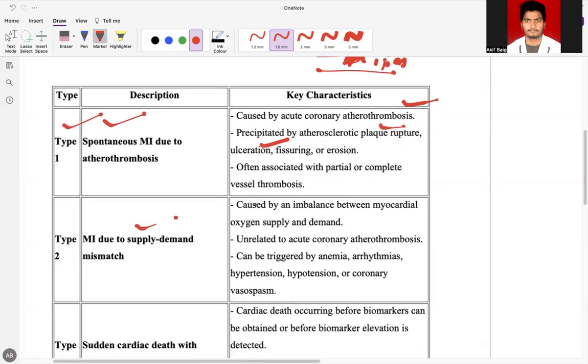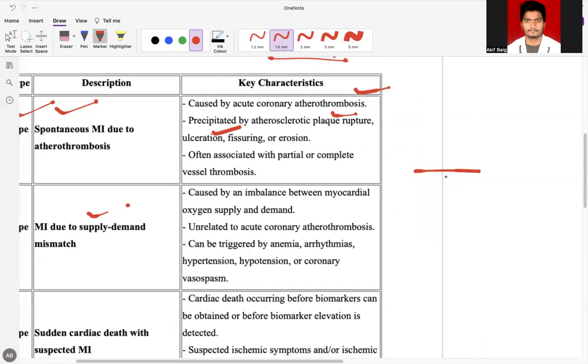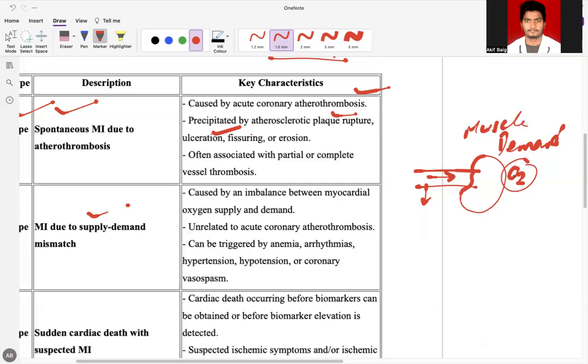Type 2 MI is where there is no atherosclerosis as such, but it occurs because of supply and demand mismatch. So that means, supposing this is the coronary artery and this is the myocardial part, suppose the supply is less compared to the demand of the heart. Whenever the myocardium contracts, there is some demand, that means there is some oxygen requirement of the muscle or myocardium. So to meet that, the supply should be sufficient.